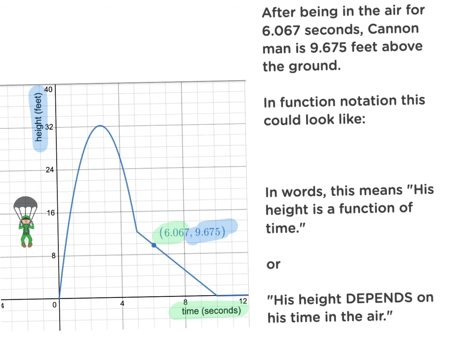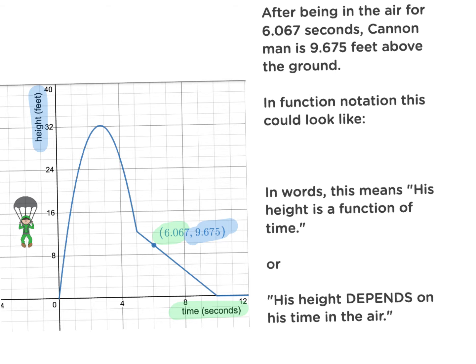So what a normal person would probably just say in words is, after being in the air for 6.07 seconds, Cannon Man is 9.675 feet off the ground. That's what a normal person would say. Here is what a mathematician would say. So this is where you do want to write, you're going to write just a little short something right here. And I don't know why I just said a normal person, because mathematicians, we're people too. Okay, but so this is how a mathematician would write this exact same thing.